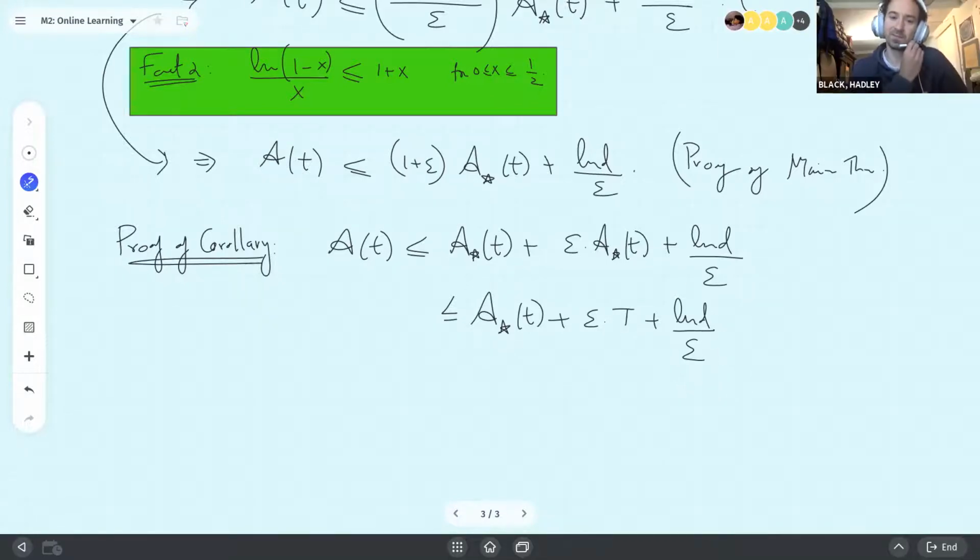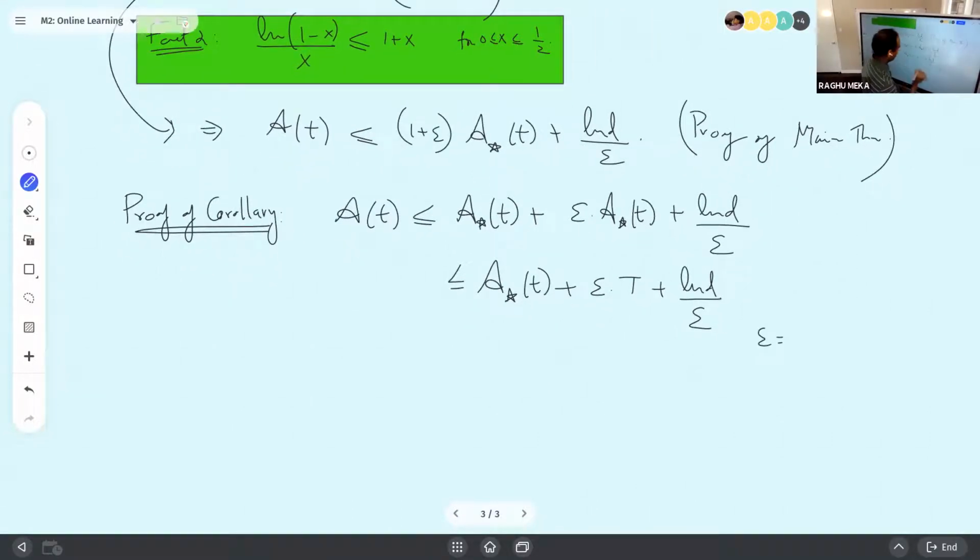Got it. So if I had to balance these two, go ahead. And you set epsilon to log d over root t. Yes, exactly. You set it to be the geometric mean of those numbers. So if I set epsilon to be square root of ln d by t, we get exactly the bound that we stated.